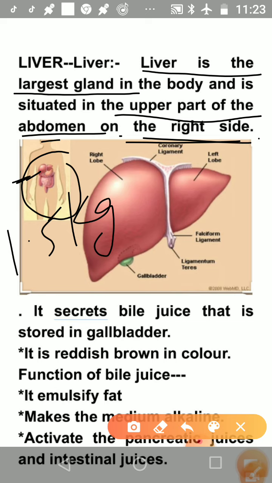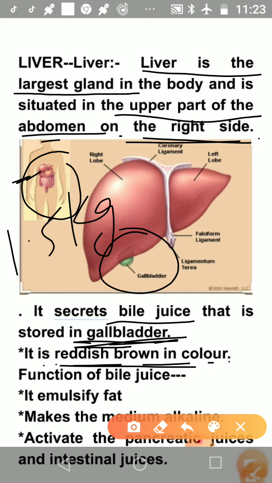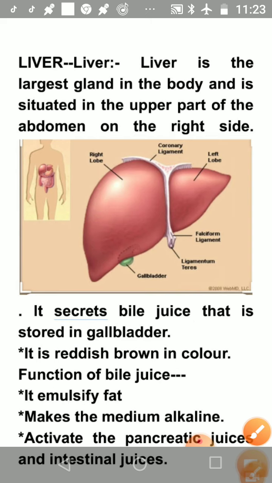But in the digestion process, the liver secretes bile juice, and that bile juice is collected in a pouch-like structure called the gallbladder. So the gallbladder is the place where the secretion of the liver is collected or stored. That is called bile juice, and the bladder is known as the gallbladder. Our liver is reddish brown in color. As I told you, bile juice does not contain any kind of enzyme.